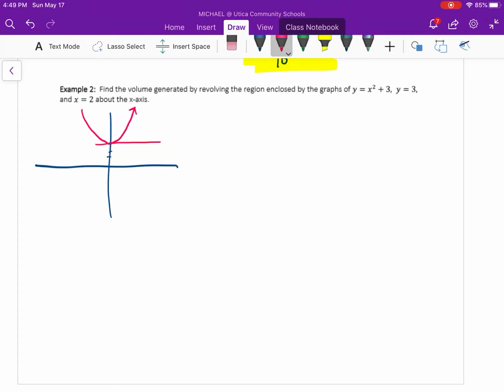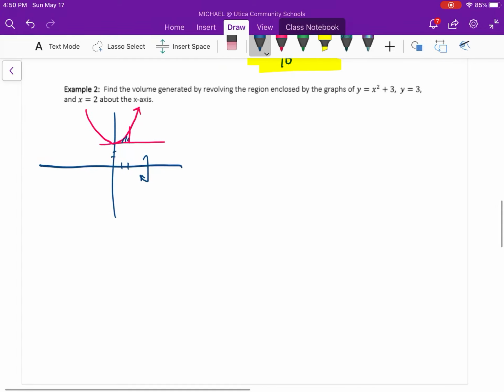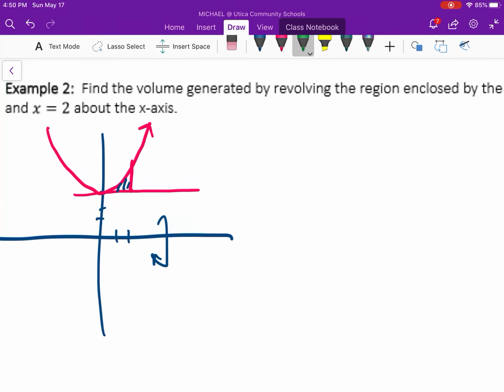Y equals 3, that would be this line right here. And the line x equals 2, that would be that line right there. So we're looking at this guy around that axis. Okay, so let's go ahead and set up our outside and inside.